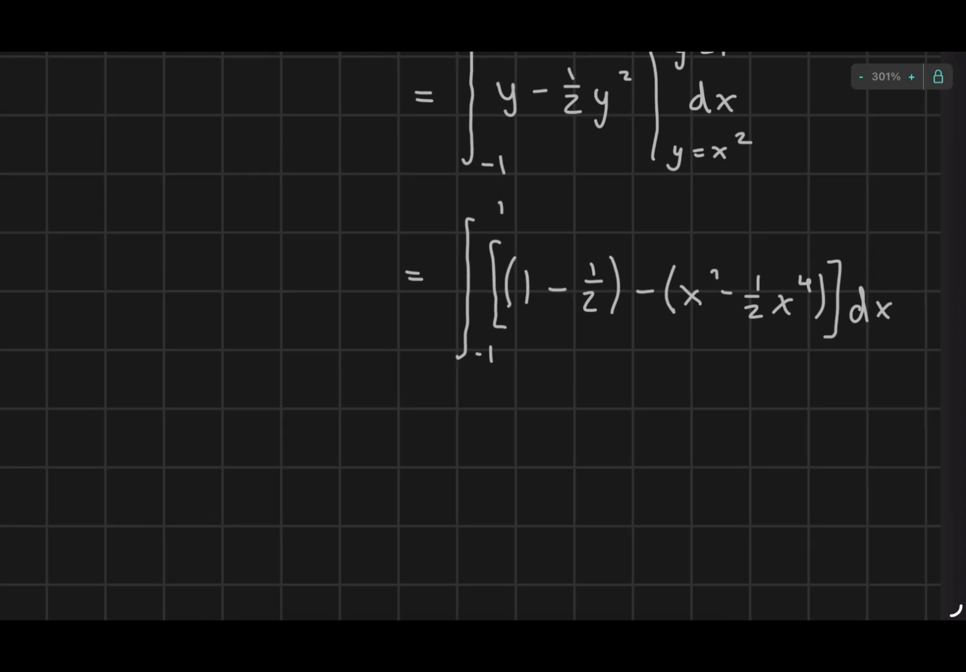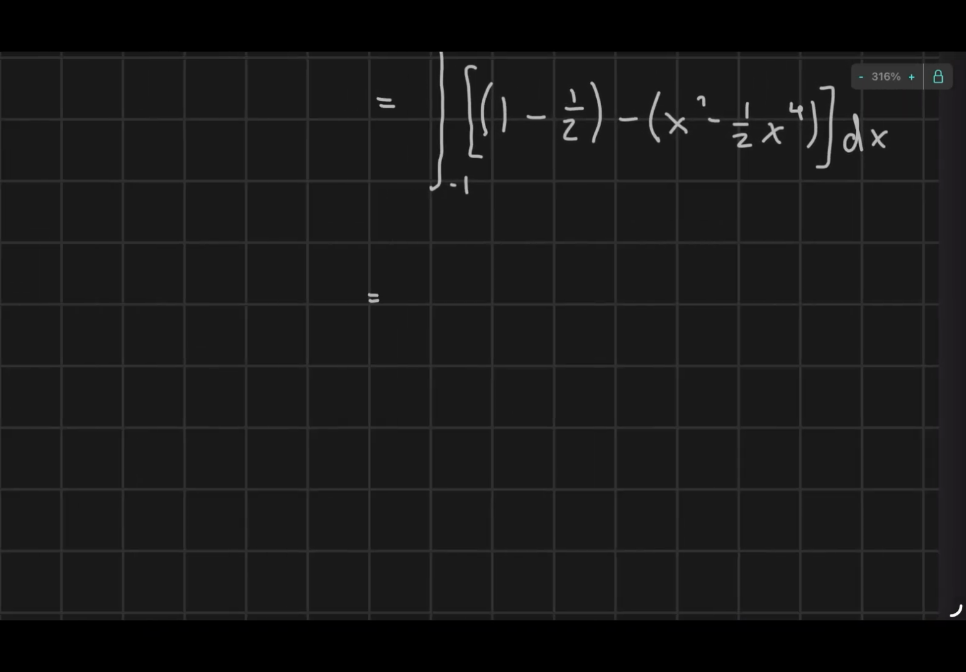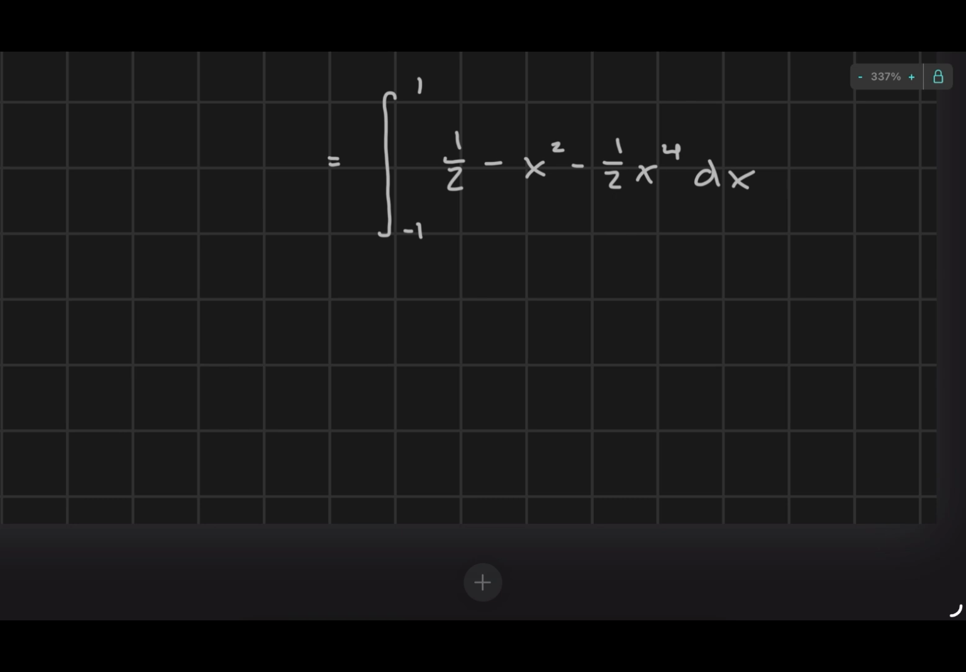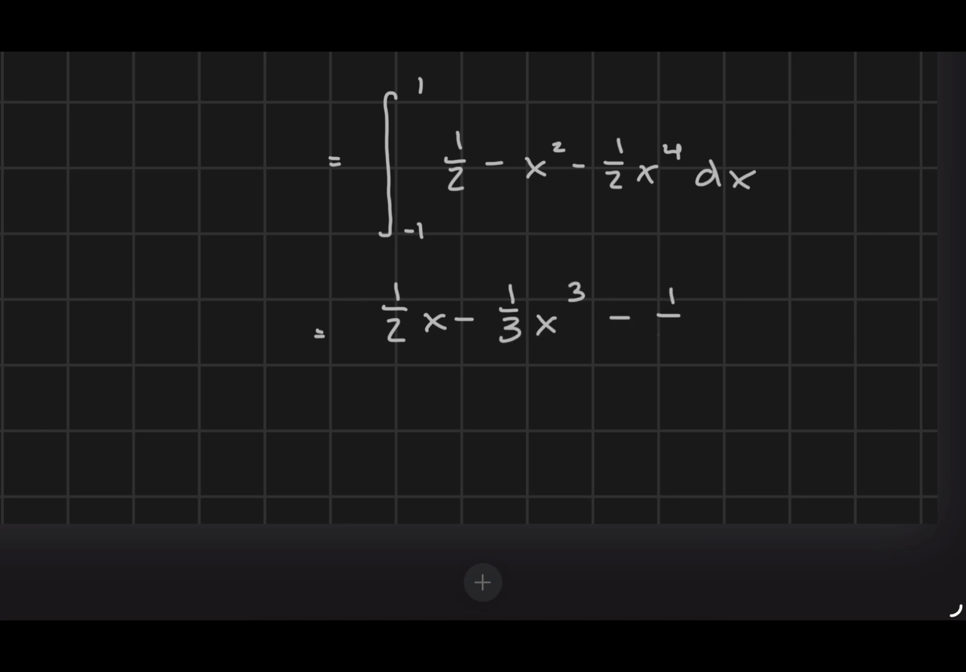Can we simplify this? We sure can. Oh, I hope I'm not running out of room. -1 to 1. That's going to be 1/2 minus x squared minus 1/2 x to the 4th dx. So, finally, integrating this one, we're going to have 1/2 x minus 1/3 x cubed minus 1/10 x to the 5th from x is equal to -1 to x is equal to 1 dx.